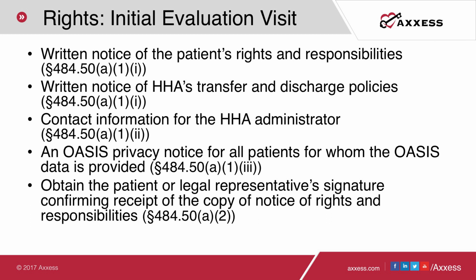Number 1, a written notice of the patient's rights and responsibilities, a written notice of the agency's transfer and discharge policies, contact information for the home health agency administrator, an OASIS privacy notice for all patients for whom the OASIS data is provided, and then we have to obtain the patient or legal representative's signature confirming receipt of the copy of the Notice of Rights and Responsibilities. Now again, this is the same as what we currently have for our regulation. The difference, again, is just differentiating between that legal representative and the patient-appointed representative.